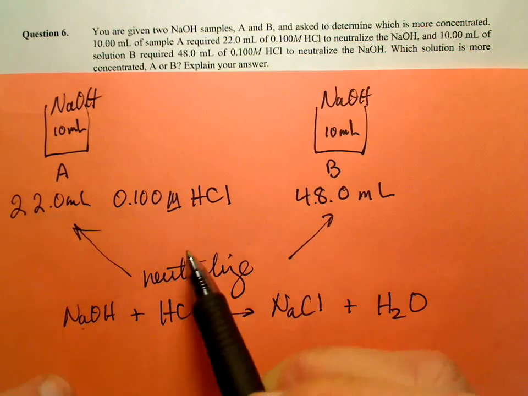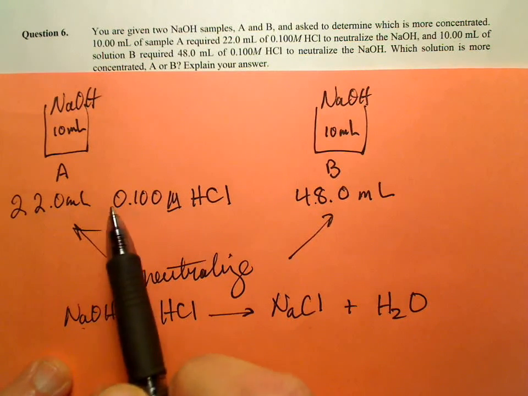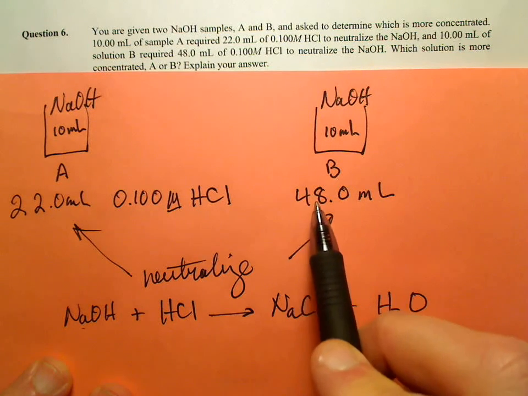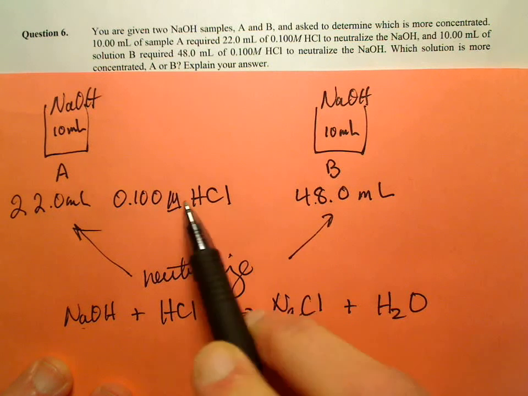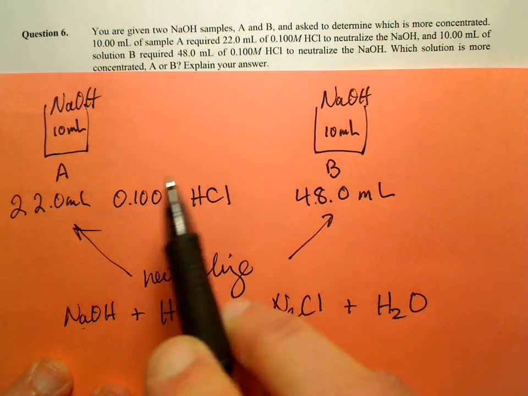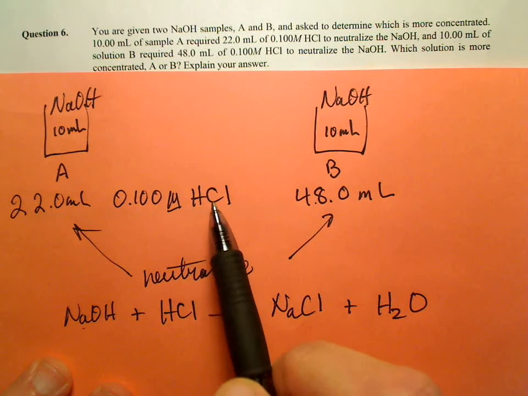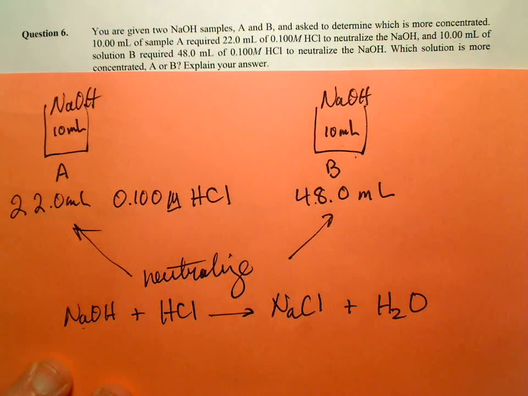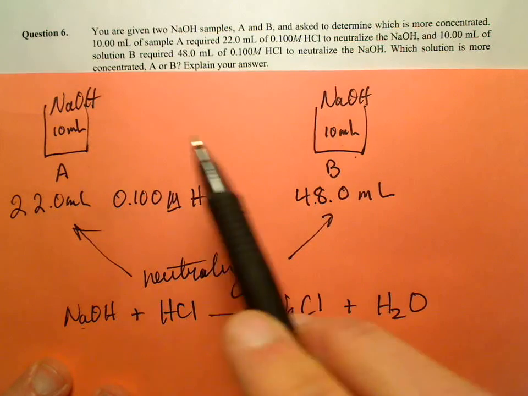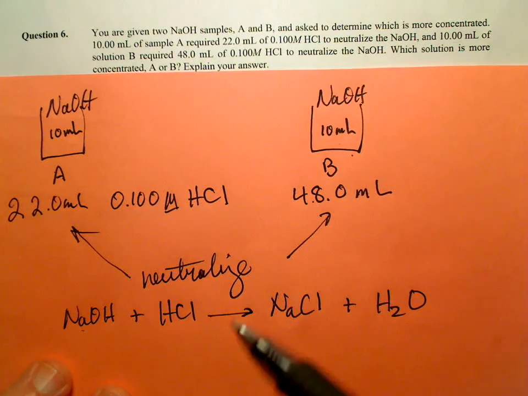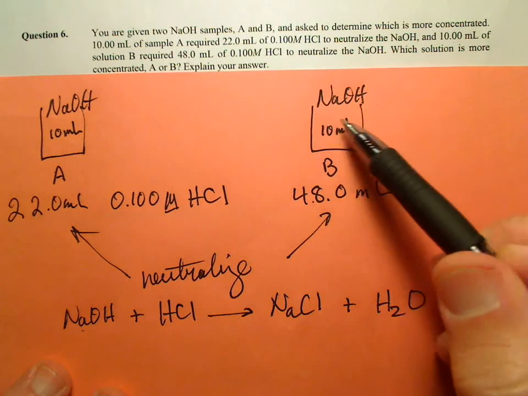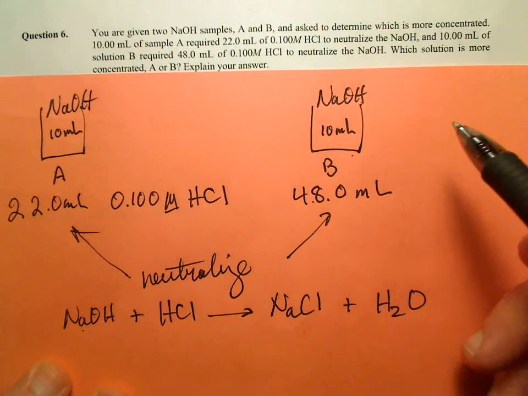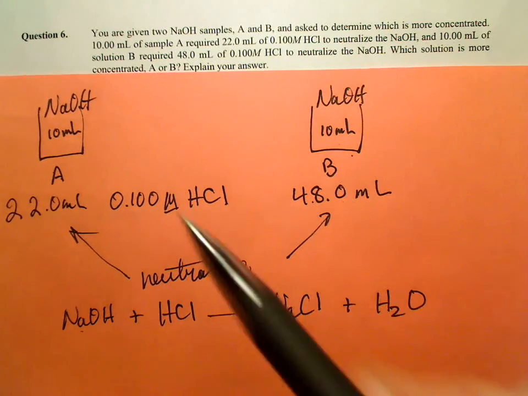So what does that tell us? Well, it tells us that A only required 22 milliliters to neutralize it, but B required 48 milliliters to neutralize. That means that there were more moles of HCl added to B than to A, which means that there are more moles of sodium hydroxide in B to begin with. Okay. So since the volume of each of these solutions was the same, they're both 10 milliliters, and there are more moles of NaOH in B than in A, then that means that the concentration of B is greater than that of A.